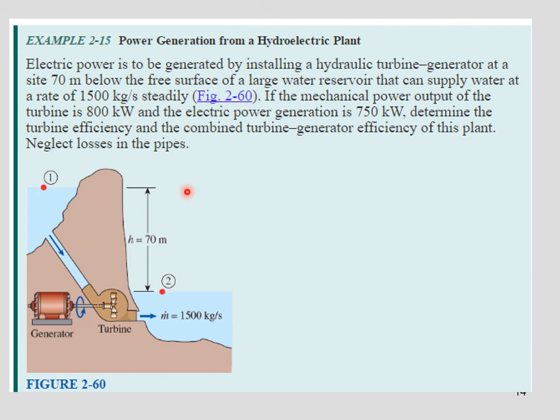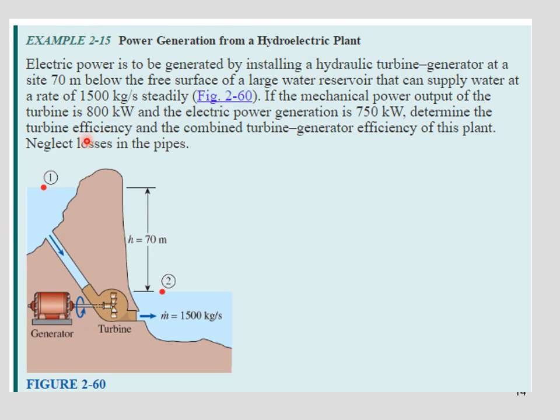So here's an example out of the textbook. This is maybe similar to the kind of homework or test problem you might see. Electric power is to be generated by installing a hydraulic turbine generator at a site 70 meters below the free surface of a large water reservoir. This reservoir can supply water at a rate of 1,500 kilograms per second. If the mechanical power output of the turbine is 800 kilowatts and electric power generation is 750 kilowatts, determine the turbine's efficiency and the combined turbine generator efficiency of this plant. Neglect losses in the pipes.